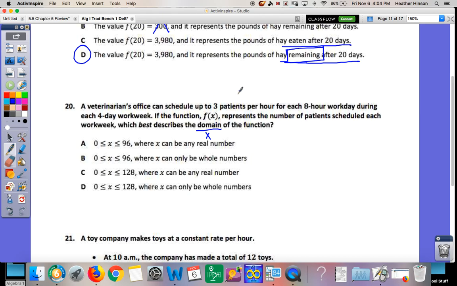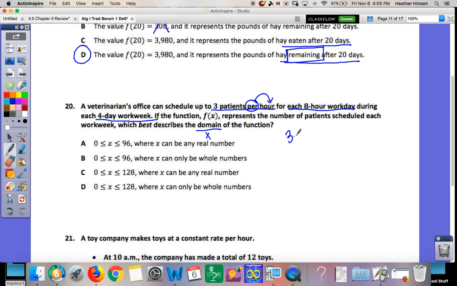Sorry. X is the number of hours. No, sorry. X is the number of patients here. Yeah, this is representing the number of patients. So we have 3 patients per hour for each 8-hour workday during a 4-day work week. And I said it right the first time. X is hours. It's per hour.